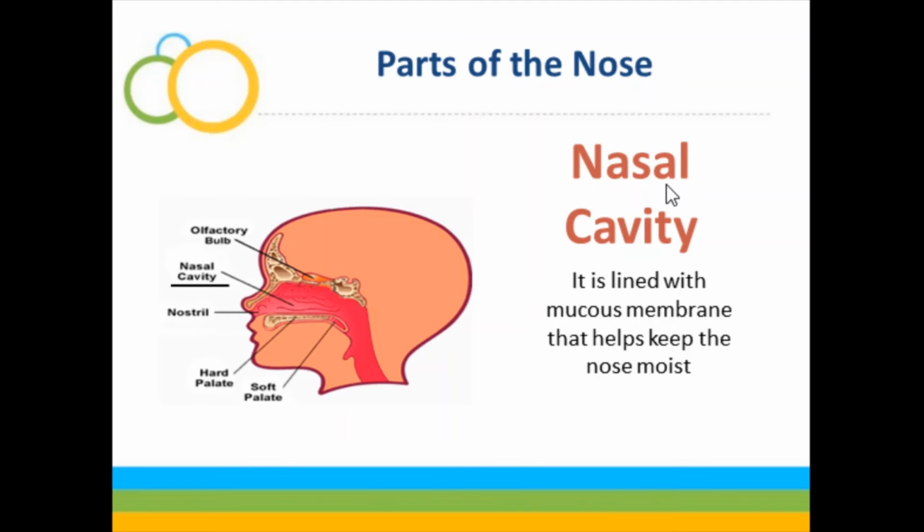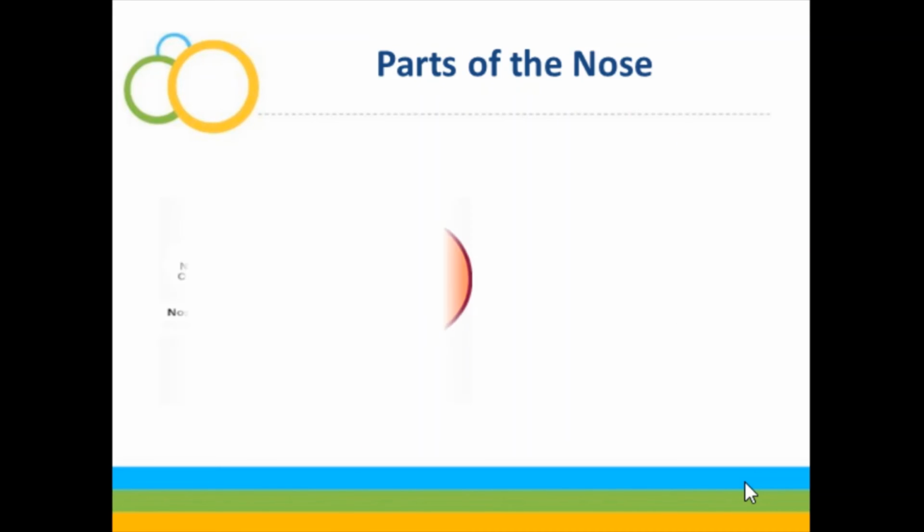How will the nasal cavity do it? The mucous membrane helps moisten it. So the nasal cavity is the one that makes sure that our nose is moist and not dry. Okay, again, this is the nasal cavity. One more time. Nasal cavity. Very good.